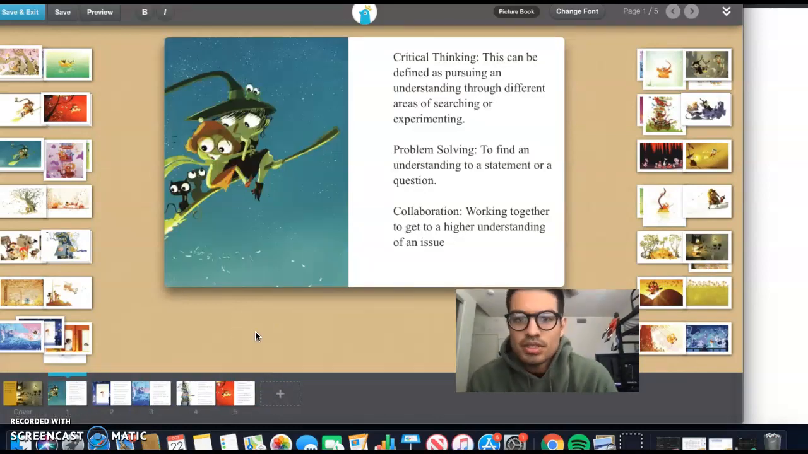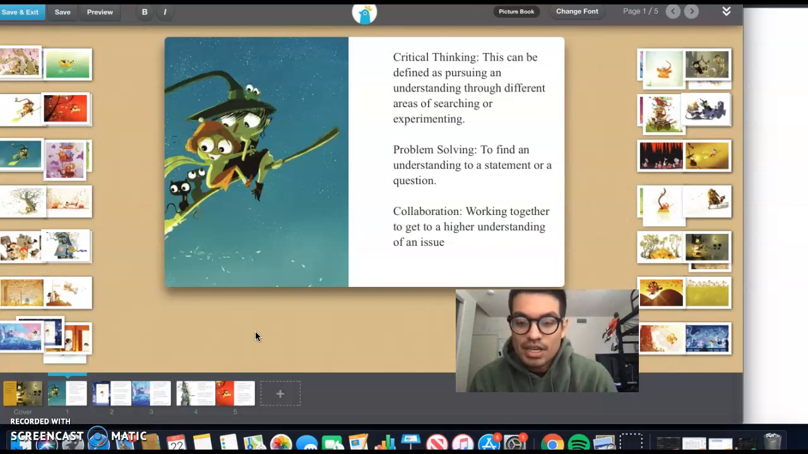Critical thinking can be defined as pursuing an understanding through different areas of searching or experimenting, basically trying to figure out or maybe trying to see a new point of view by asking questions that you haven't asked before, maybe searching for more information on it and really just expanding on that to try to really figure out what is being taught. Problem solving, basically pretty simple, is to find an understanding to a statement or a question.